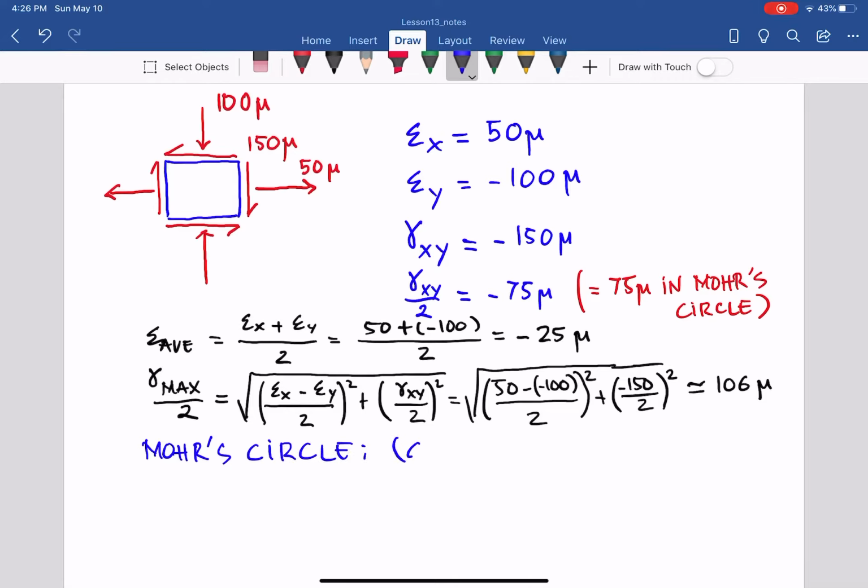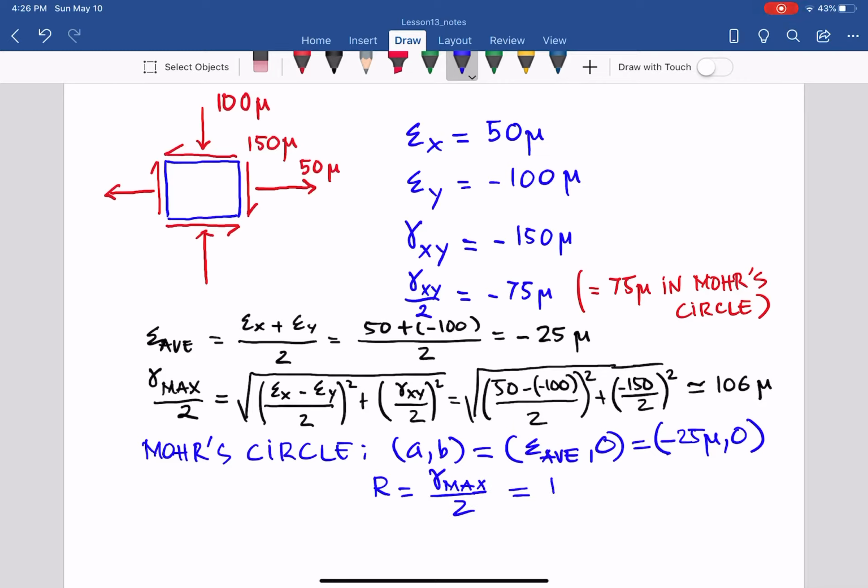We have epsilon average, the center, equal to negative 25 micro, 0. And then we have the radius equal to tau max. Now tau becomes gamma over 2, so gamma max over 2. And from that equation we have 106 micro.